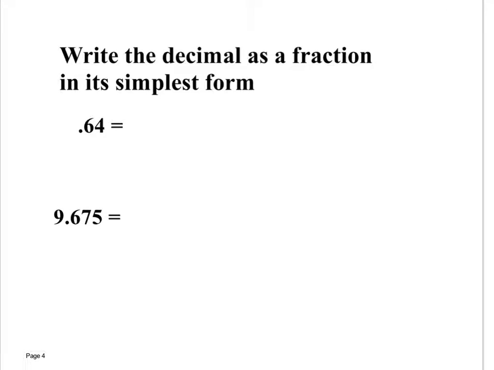All right, write this down. Write the decimal as a fraction in the simplest form. If you see something like this, what we do is we count how many decimal places it is. What decimal place is the farthest number? So 4, what decimal place is it in right there? It's in the hundredths. 6 is in the tenths, right? So 4 is in the hundredths.